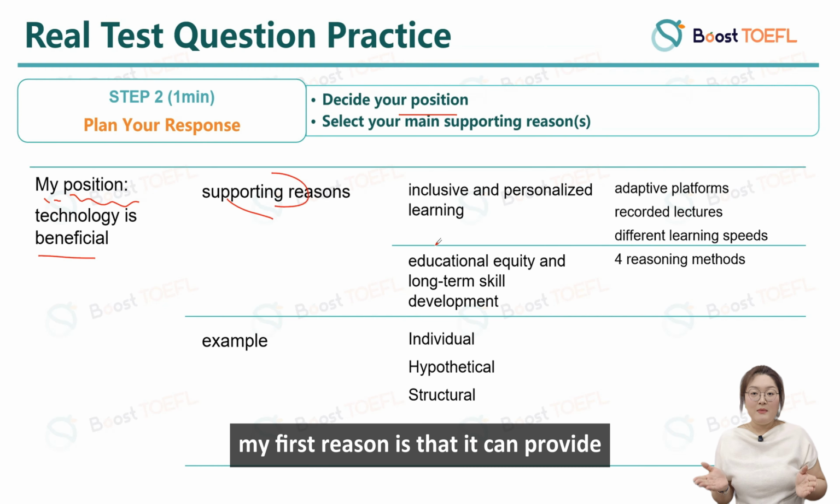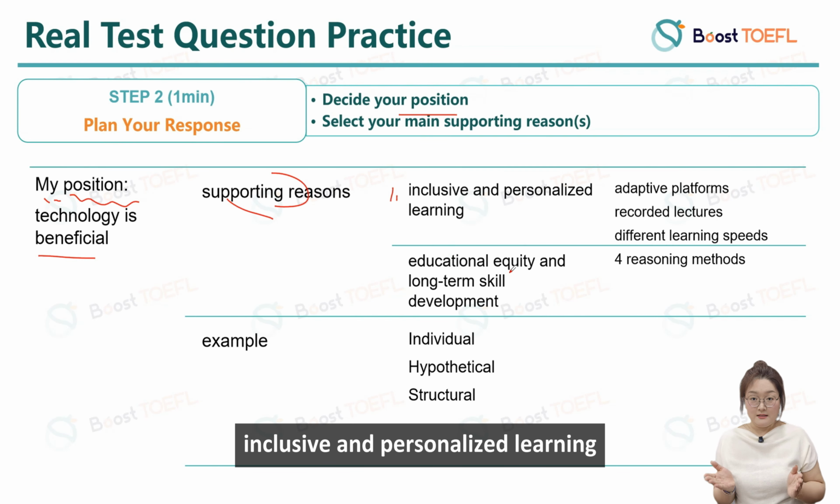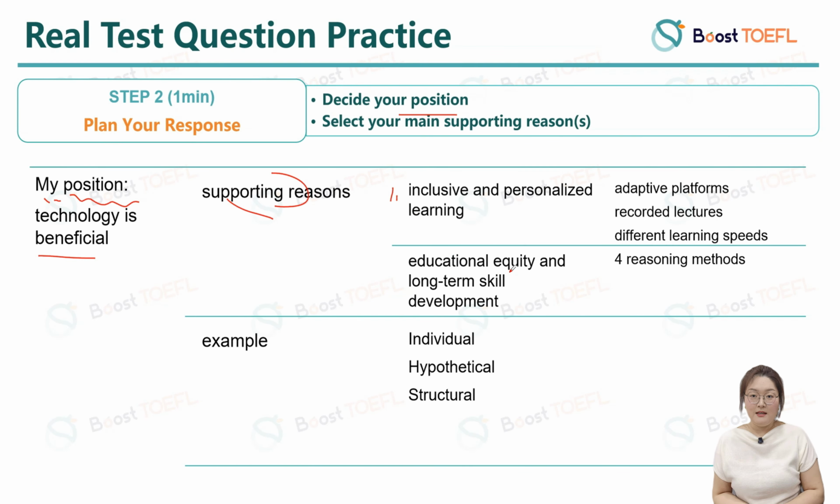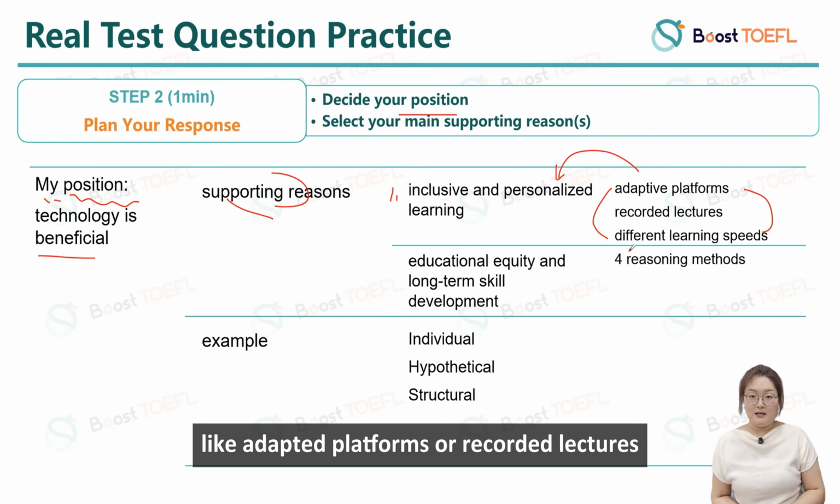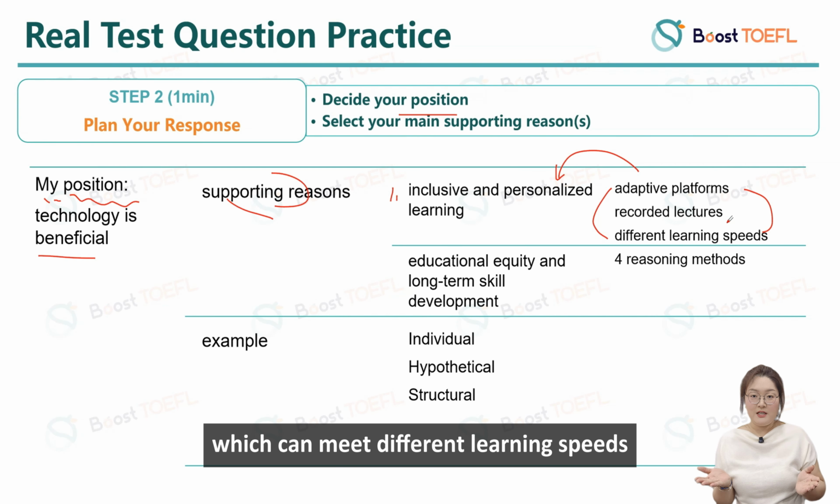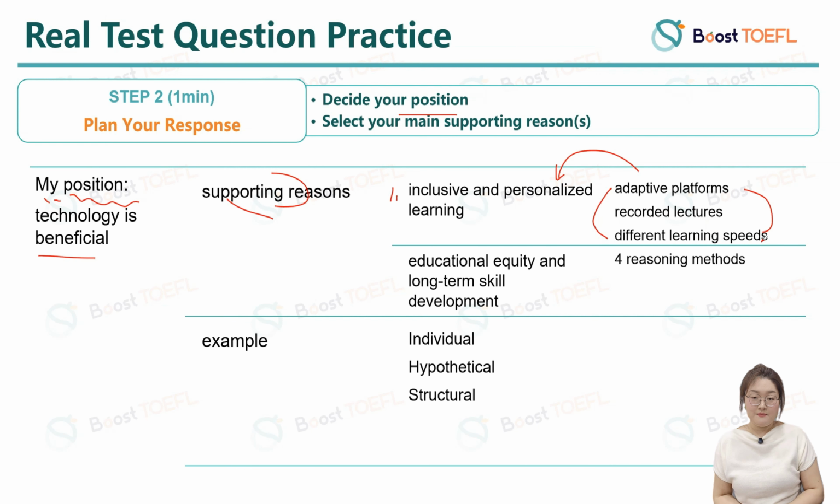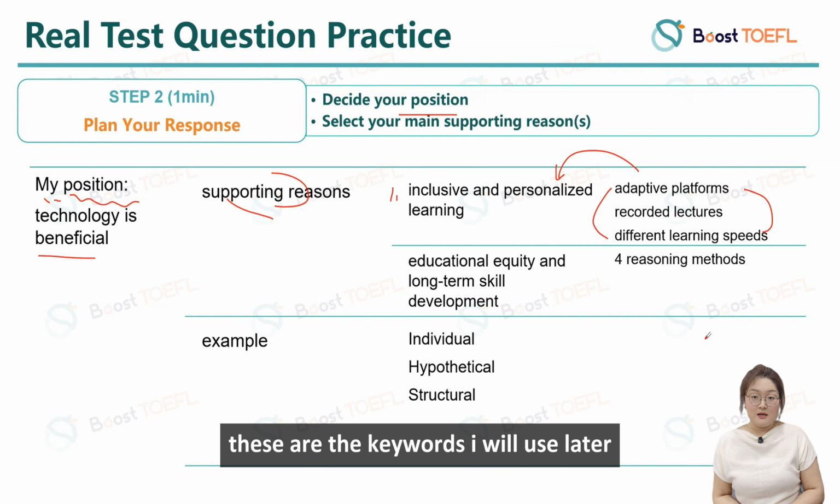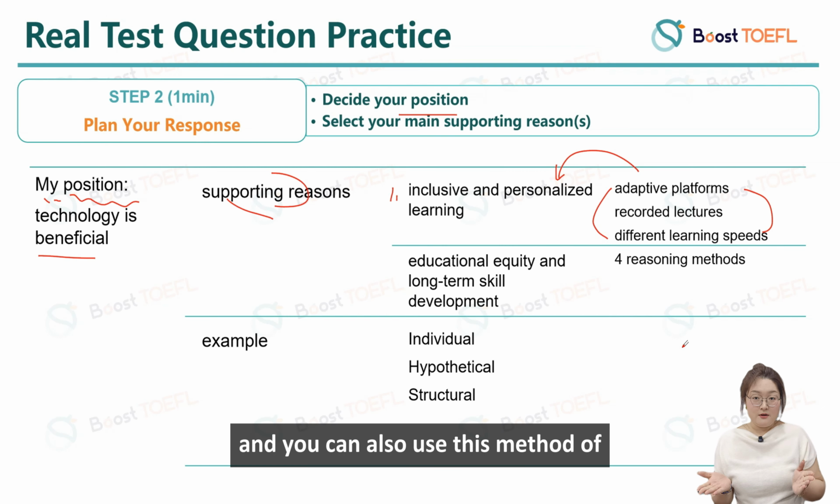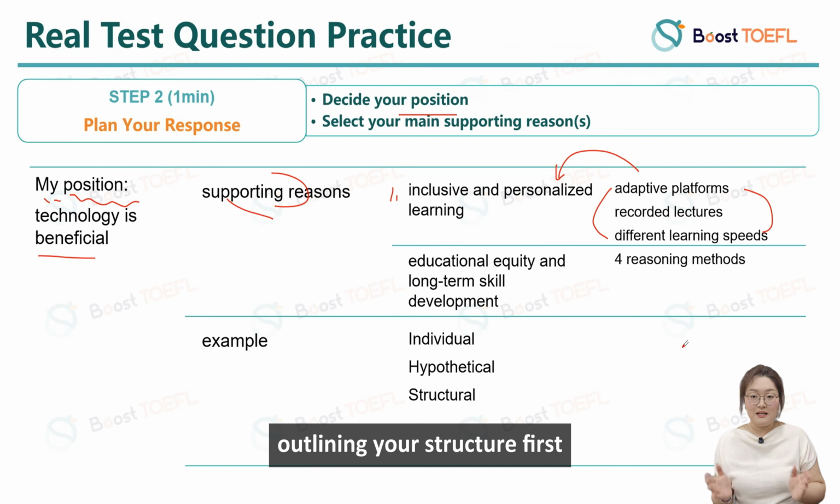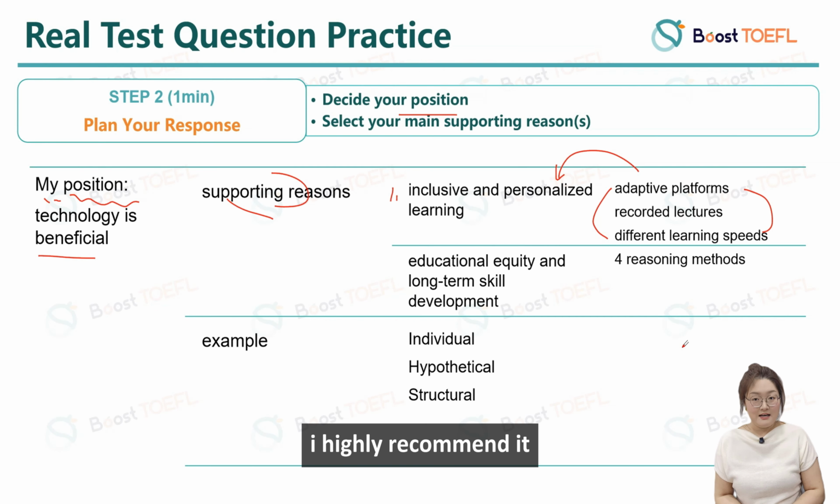For example, my first reason is that it can provide inclusive and personalized learning. And the small notes next to it are examples I've thought of, like adaptive platforms or recorded lectures, which can meet different learning speeds. These are the keywords I will use later, so I can just list them here by the topic first. And you can also use this method of outlining your structure first. I highly recommend it.